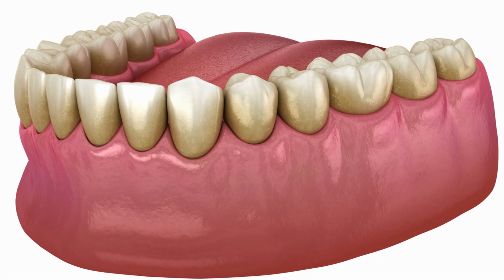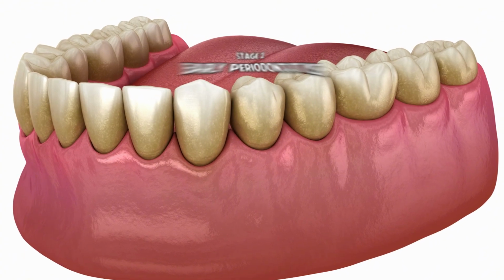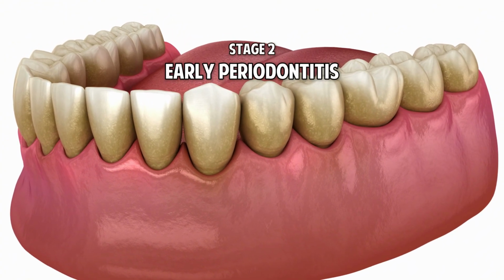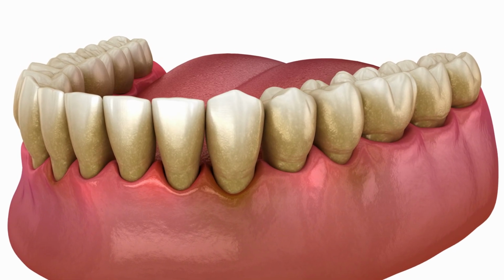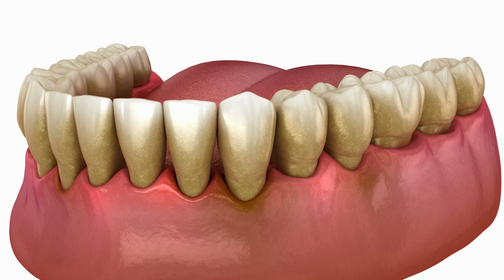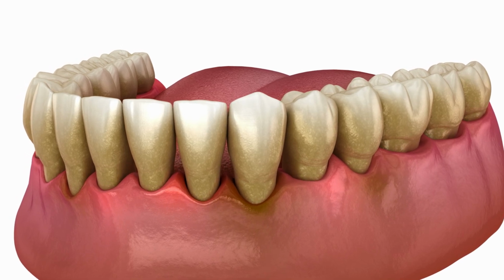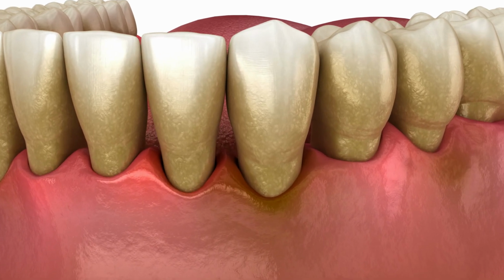When left untreated, gingivitis progresses to early periodontitis. Here, inflammation extends deeper, causing the gums to pull away from the teeth and form pockets. These pockets trap more bacteria, leading to infection and the start of bone loss around the teeth.